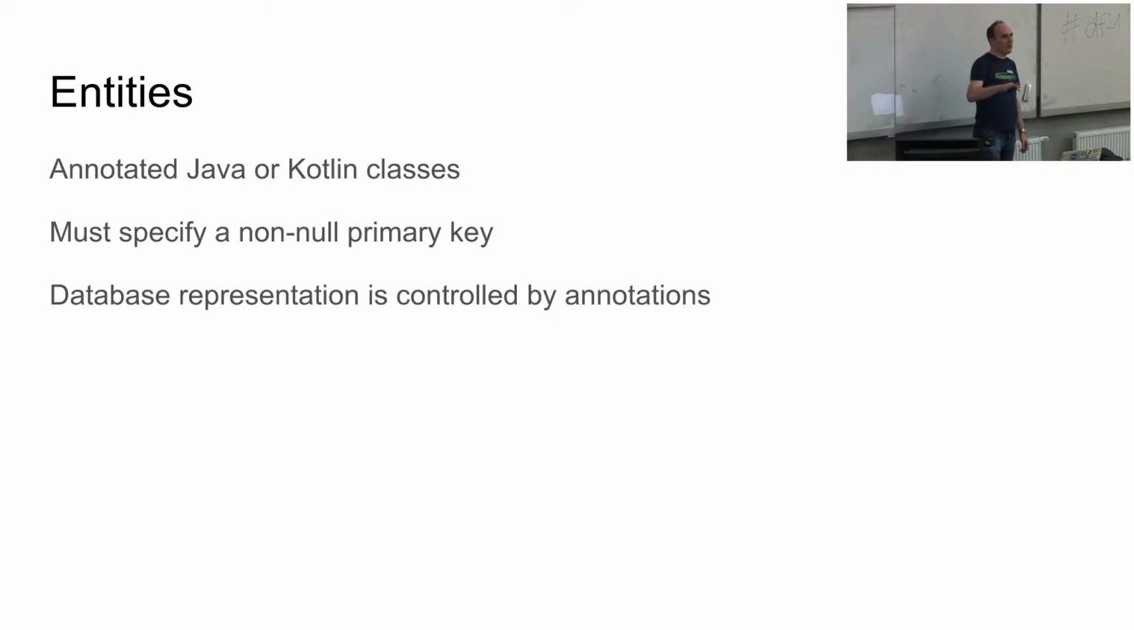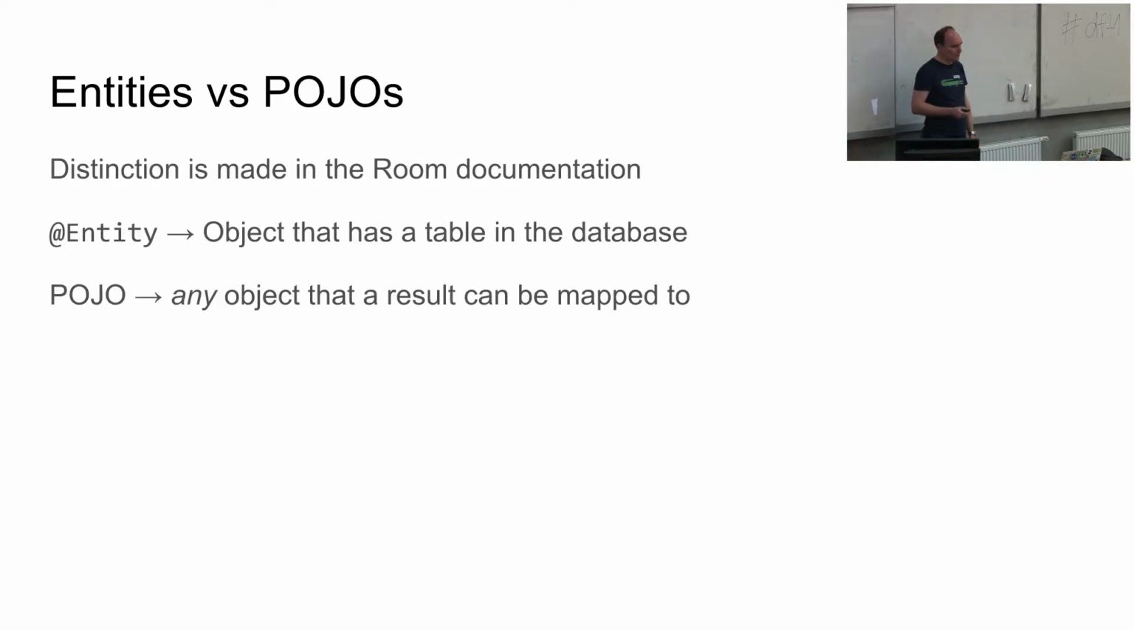So to sum up the entity part, they're basically annotated Java or Kotlin classes. They must specify a non-null primary key. And you can see that the representation in the database of these classes is highly controlled by annotations. And it's very flexible as well.